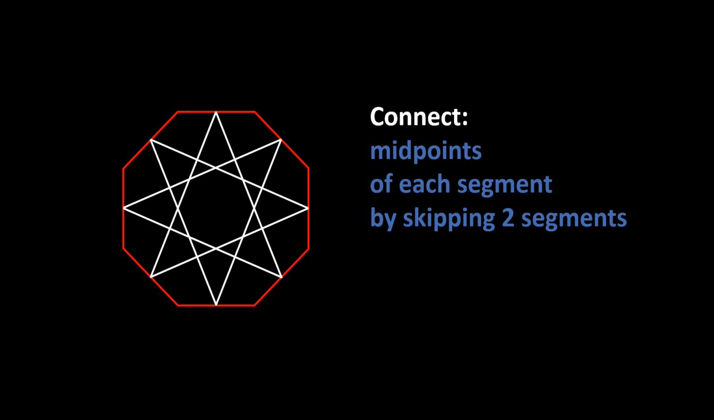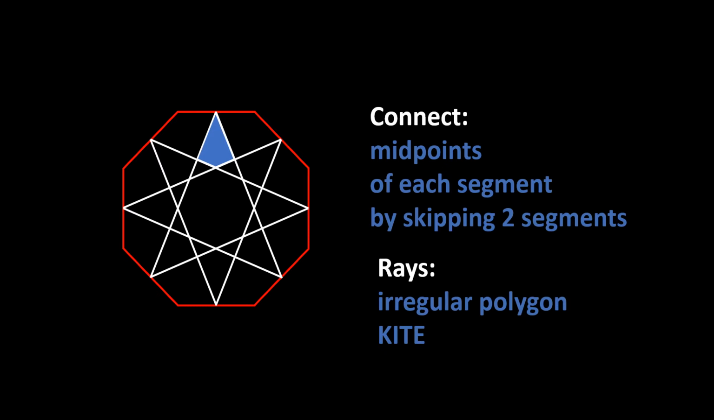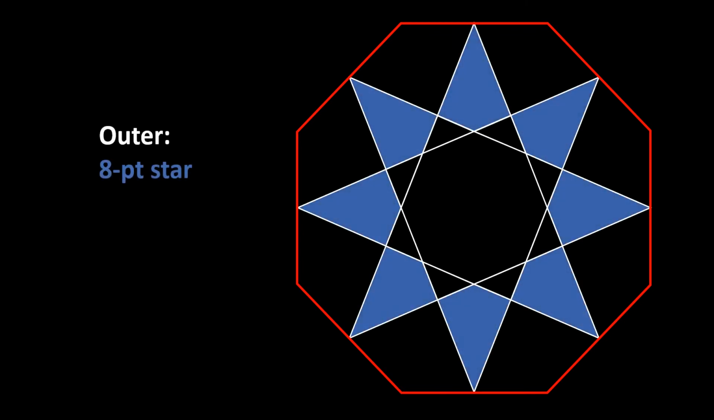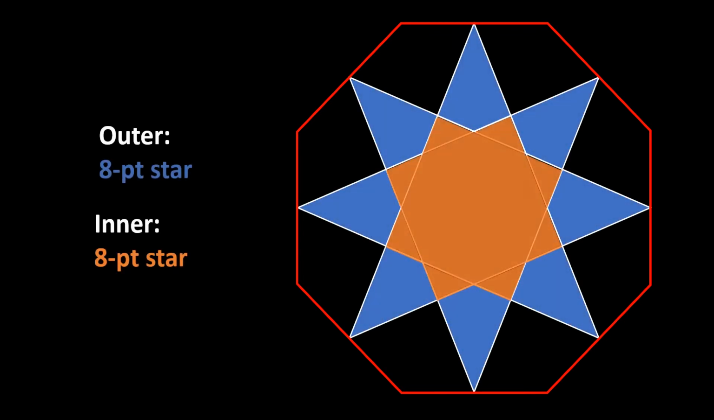Dividing the octagon in this manner has created many polygons within. One of them, a ray of the star, is a kite. Kites appear predominantly in Islamic designs, forming stars of various proportions. With just a few simple lines, we magically have an outer 8-pointed star and an inner 8-pointed star nested within.